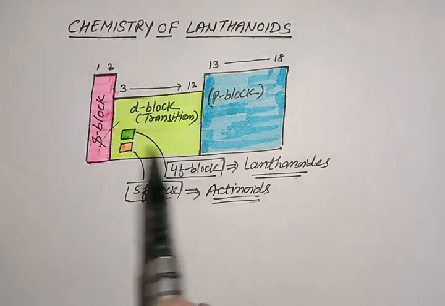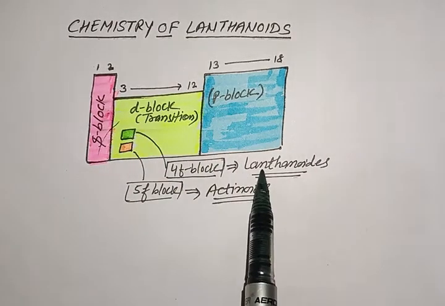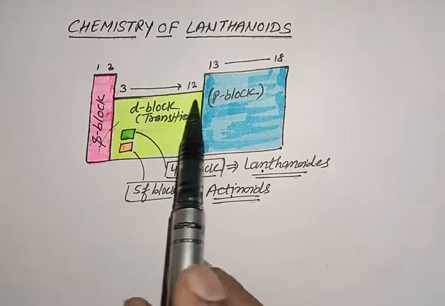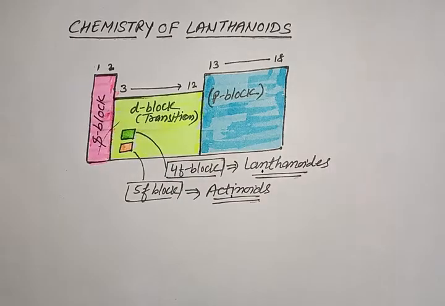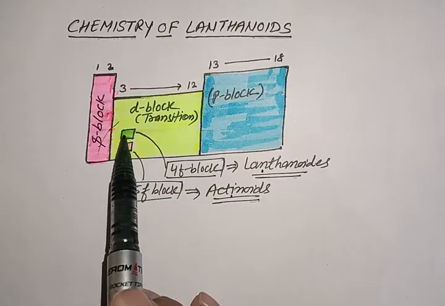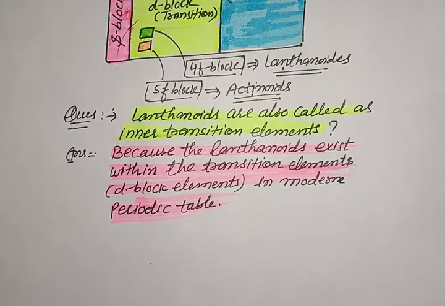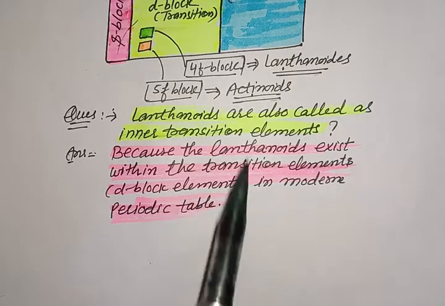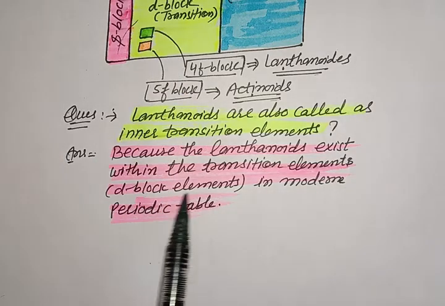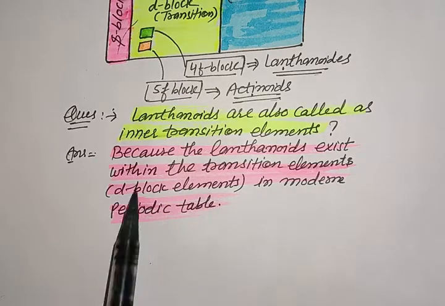Because in the modern periodic table, the positions of the lanthanoids and actinoids are within the transition elements, they are also called inner transition elements. So the first question is why the lanthanoids are called inner transition elements. It is because lanthanoids exist within the transition elements or d block elements in the modern periodic table. That's why they are also called inner transition elements.